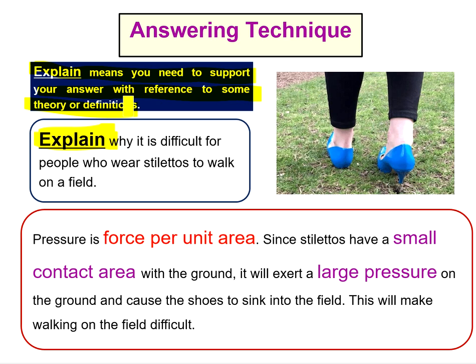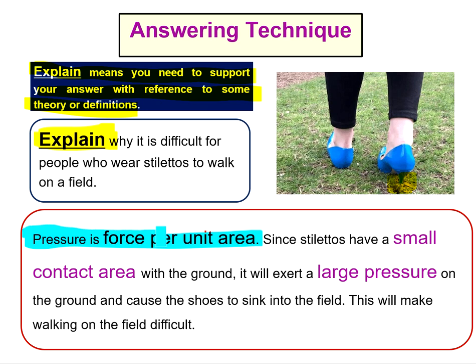what pressure is. For example, in this question, it says, explain why it is difficult for people who wear stiletto to walk on a field. So why is it difficult? Now at the back of our mind, we know that, oh, because of small contact area, large pressure, and so on. But before you write all this, you must give a definition for pressure first. Instead of just saying that, oh, small contact area, therefore large pressure, you must first tell them why it is that small contact area results in a large pressure. So this definition has to be written first.